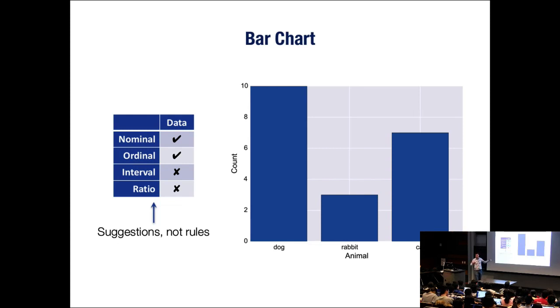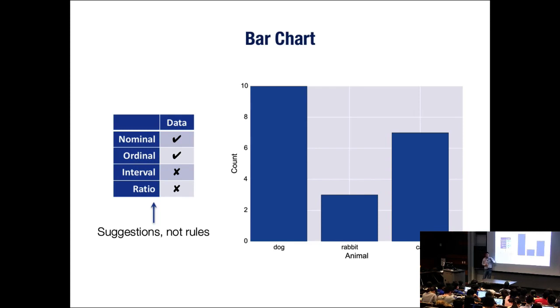In fact, I could reconstruct it already. I know I have 10 dogs. I know I have 3 rabbits. I know I have 7 cats. Now, these are sort of suggestions. These aren't absolute rules about what's allowable where, but they are strong suggestions.